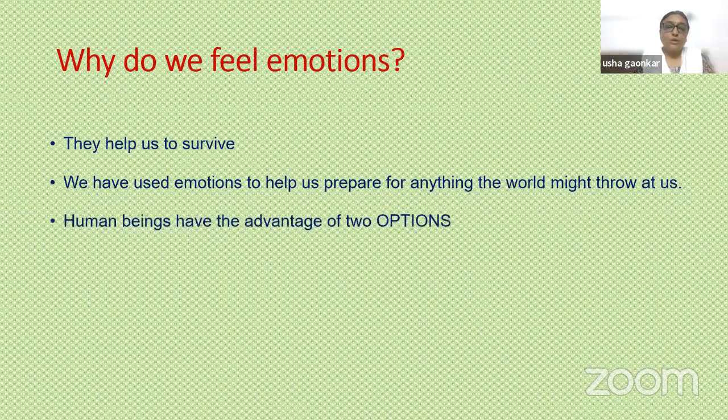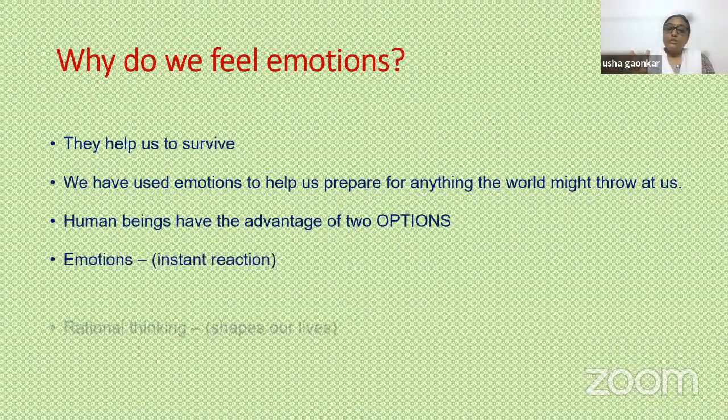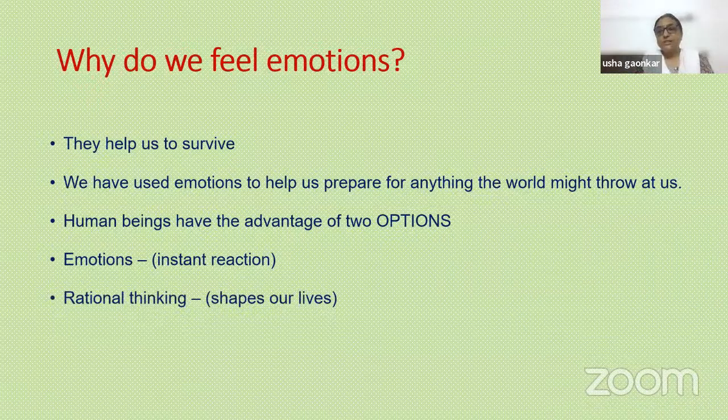All right. So as human beings, we have the advantage of two options. What are these two options? First one is emotions. And the second one is rational thinking. The first one, emotions, gives a reaction. It gives an instant reaction. And the second one is rational thinking. Now, what is rational thinking? Rational thinking is something which actually shapes our lives.